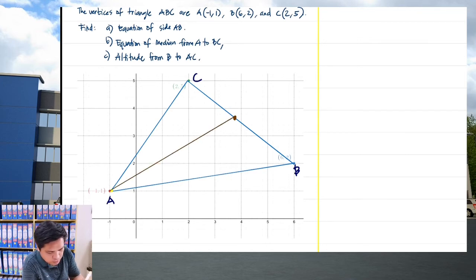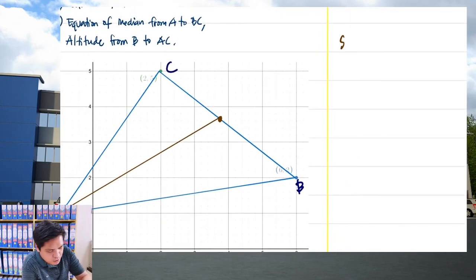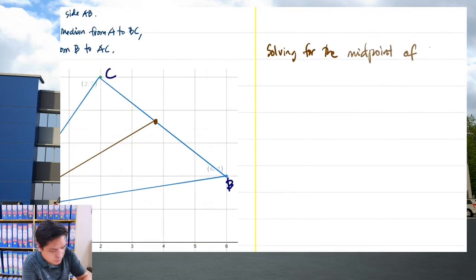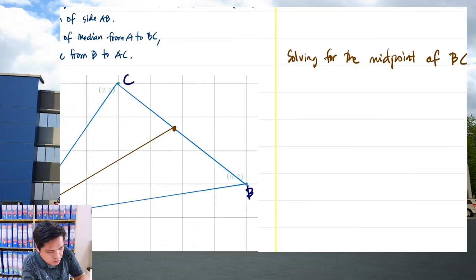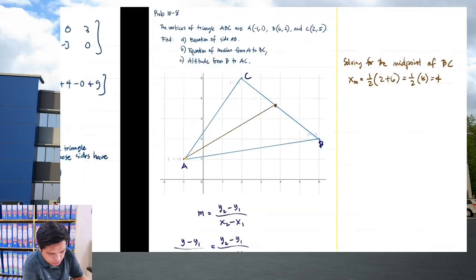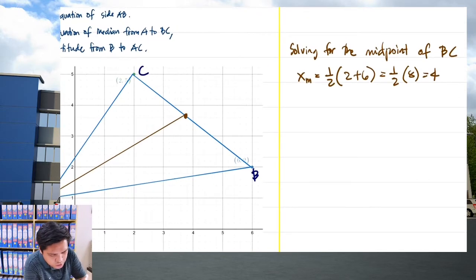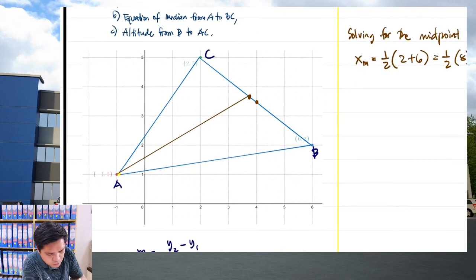Ito. Ayan. So, what we'll do first is to get the median. I mean the midpoint. Solving for the midpoint of BC. So, madali lang naman. XM is equal to 1/2. You just add the values of x. So, that's 2 plus 6. So, 1/2 of 8 is 4. Okay? Yung drawing ko kasi di accurate. So, dapat dito pala to. Ito yung midpoint niya. Let's change this one. Ito yung hinahanap.